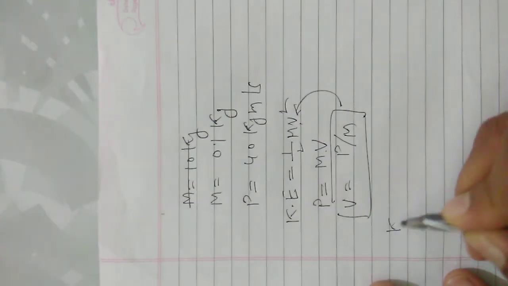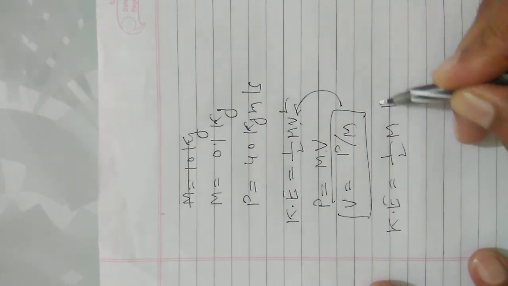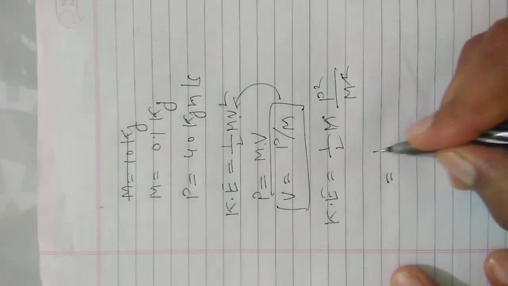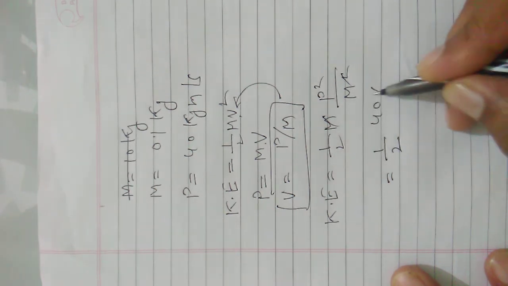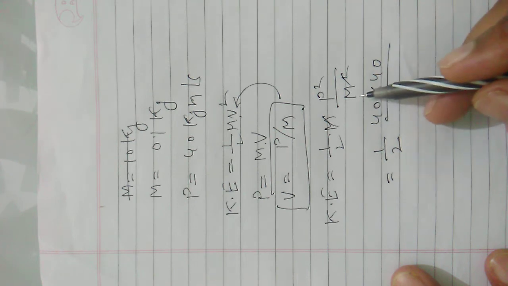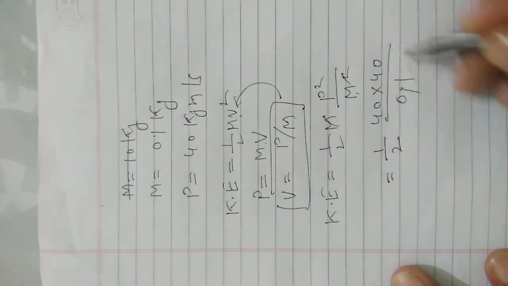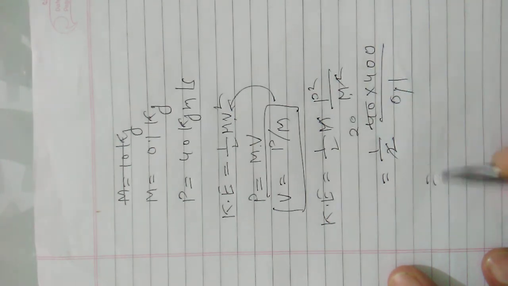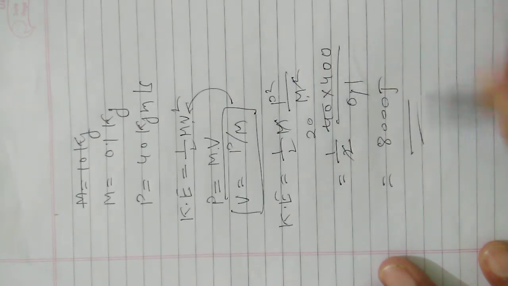So KE equals half m and p squared upon m squared. One m gets cancelled with this m. So put the values: what is the value of p? It is 40 into 40, upon m. m is how much? m is 0.1. So remove the point, and on solving this, we get 8000 joules is the answer.